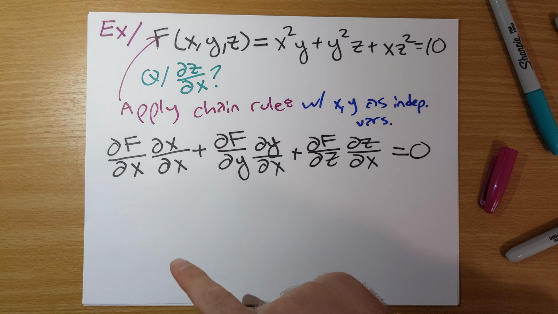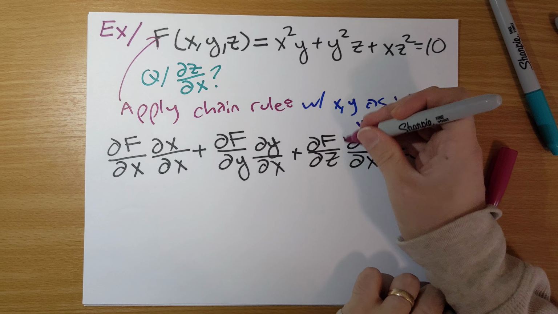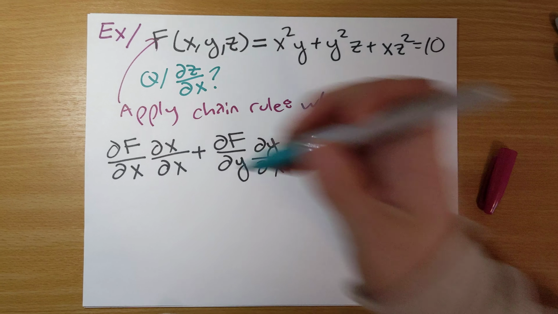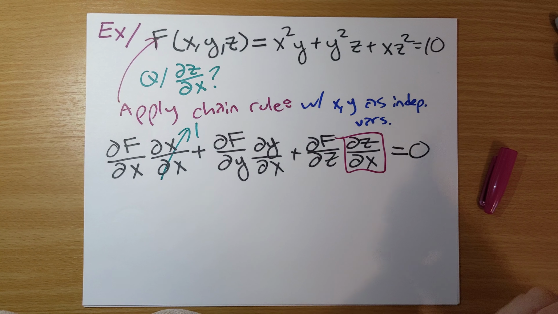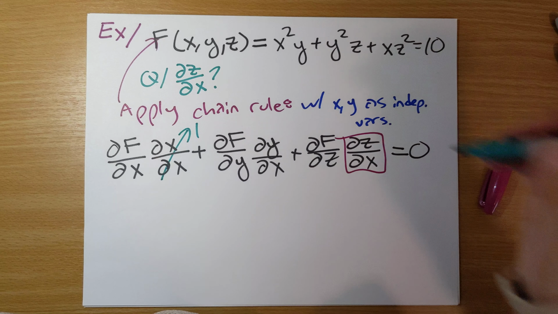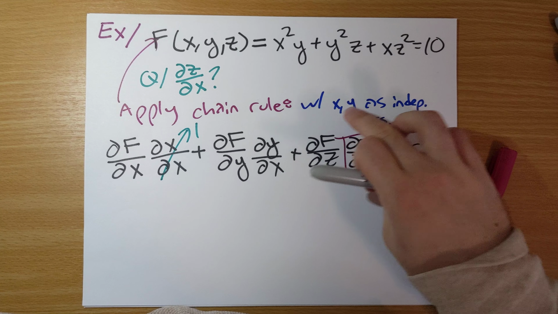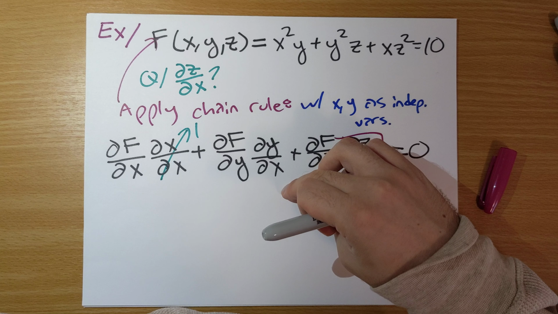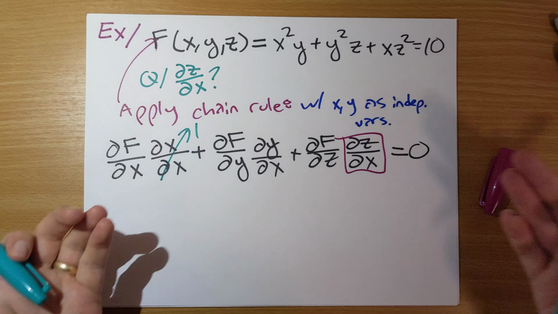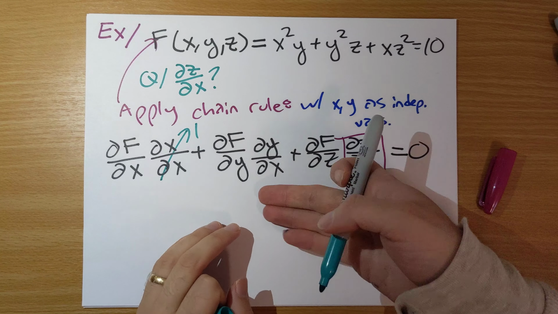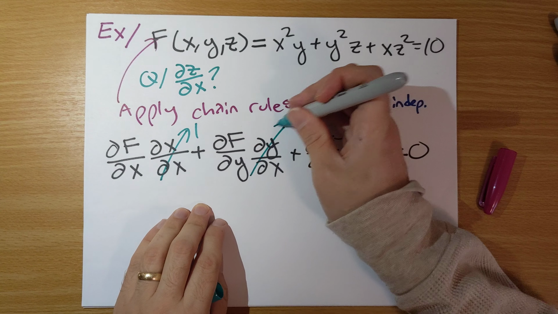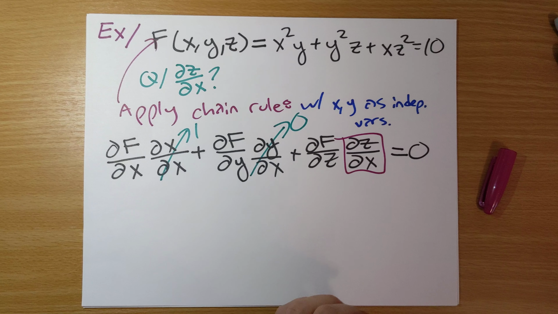Okay, so what do we make of this right here? Well, this is the thing we're trying to solve for. And this right here, how does x change with respect to x? Just 1. The derivative of x with respect to x is 1. And then we're told here x and y are independent variables. How does y change with respect to x? Well, we're assuming x and y are independent. They don't depend on each other. So if x changes, that tells you nothing about y. Y doesn't change. So this derivative here will be 0.